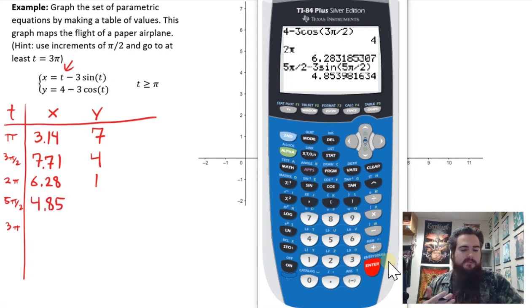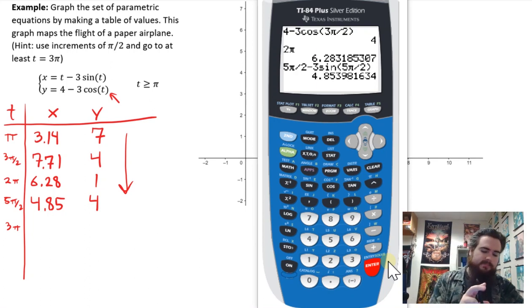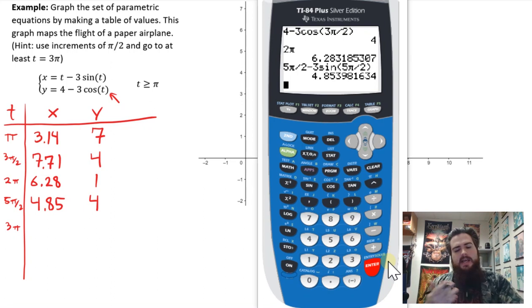And then if I plug in 5 pi over 2 for the y equation, cosine of 5 pi over 2 will equal 0. So this is just going to be 4 minus 0, or 4 again. You may notice a pattern with the values in y right now. With 3 pi, which is the last point to have as a recommendation, hopefully we can figure out what's happening from there.